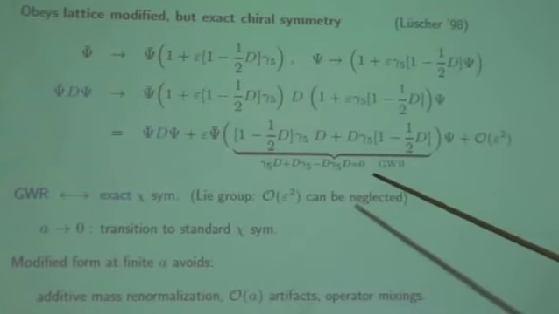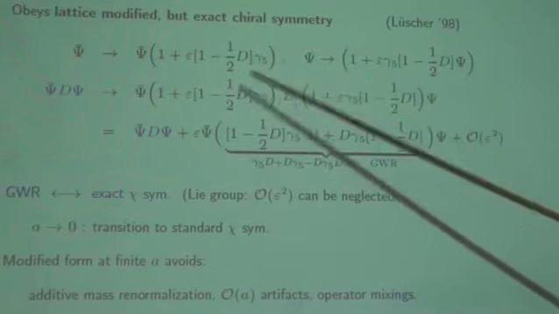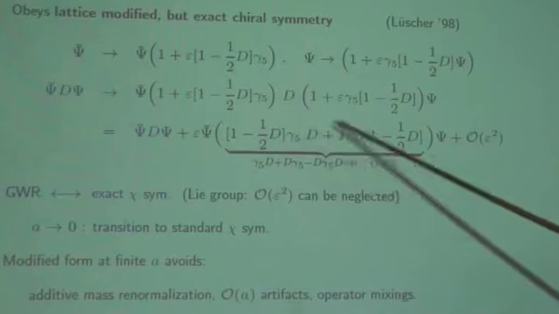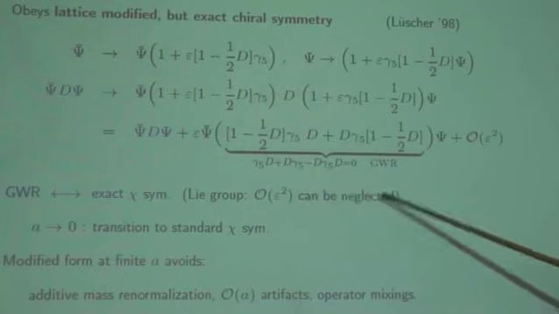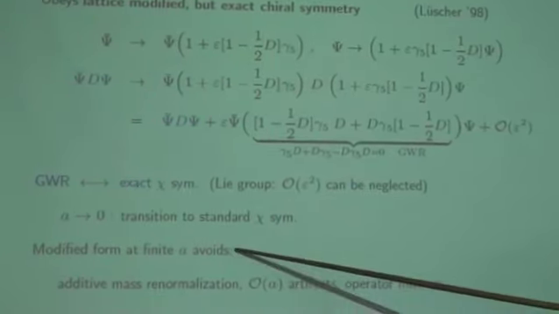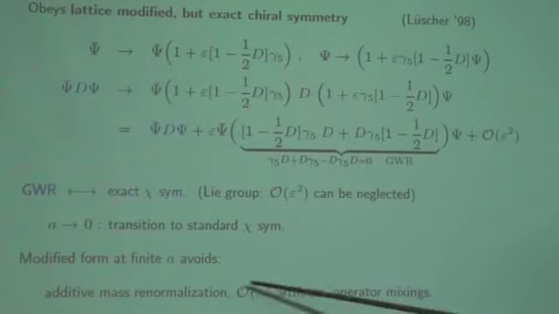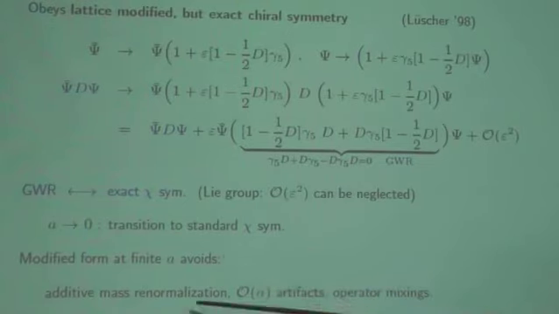this rule. So historically it would have been maybe more obvious that somebody starts with this ansatz and checks what property you need to have this invariance, and then you would have discovered the Ginzburg-Wilson relation in this way. So we have a lattice modified chiral symmetry, but even this is enough to avoid order a artifacts, additive mass renormalization, the mixing of observables and so on. So this is enough to guarantee all the good properties that we would like to have.